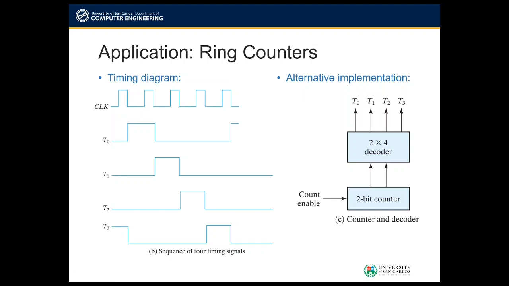So for either implementation, whether using a counter and a decoder or using a 4-bit shift register, each flip-flop or each decoder output is in the high state or 1 state once every 4 clock cycles and produces one of the 4 timing signals as shown here in the timing diagram.